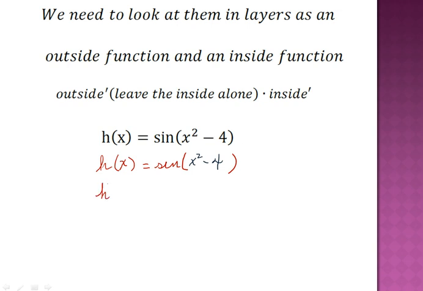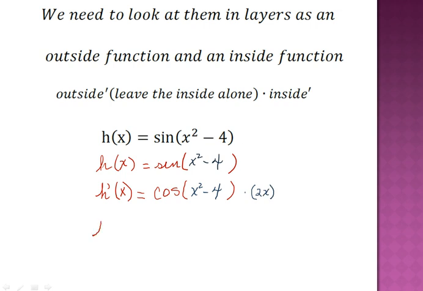So deriving the outside, don't forget to always put your label first so that anyone reading your work can tell what you were starting to do. I derived the sine, it's cosine. I leave the inside alone. Don't alter it in any way. But then, because it's different than 1x to the first power, we multiply by the derivative of what was inside. So the derivative of x squared minus 4 becomes 2x.